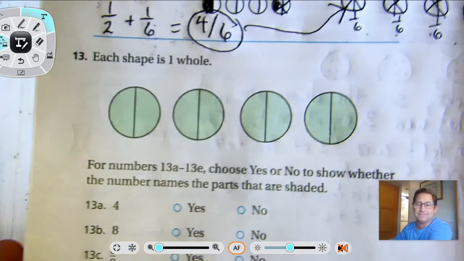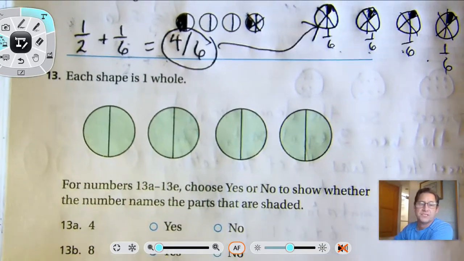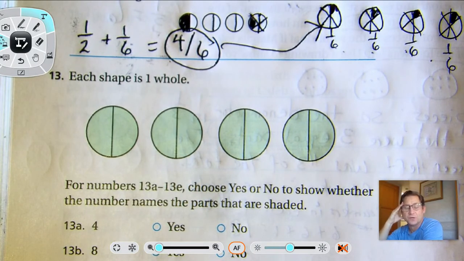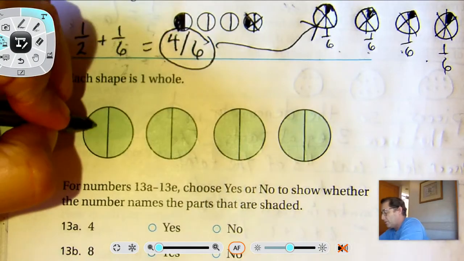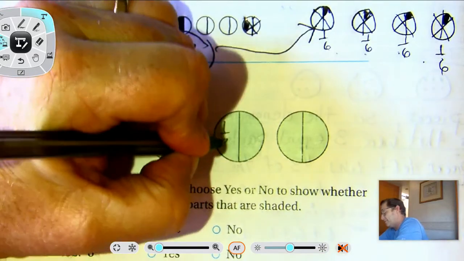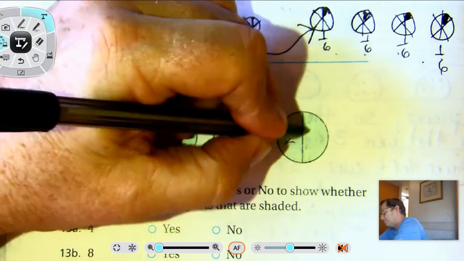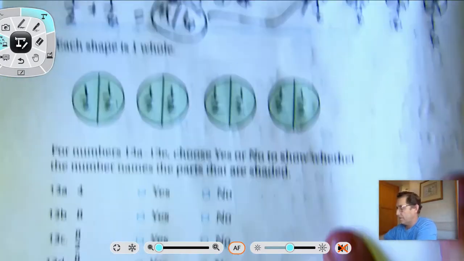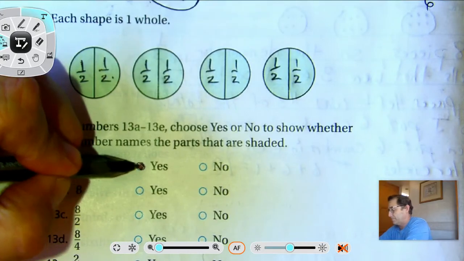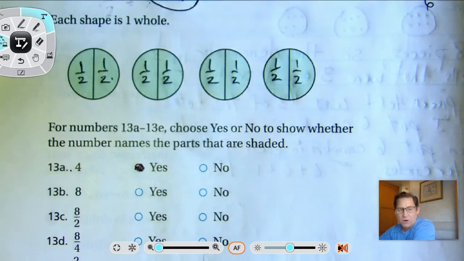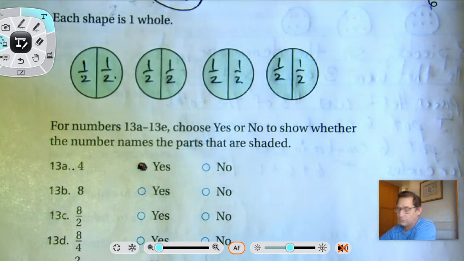All right, 13. Each shape is one whole. For 13A through 13E, choose yes or no to show whether the number names the parts that are shaded. All right, so we know that each of the circles is 1/2. Okay, and we know there are 4 wholes. So 4, yes. 8. No, there are 8 parts, but there's not 8 wholes. So no.